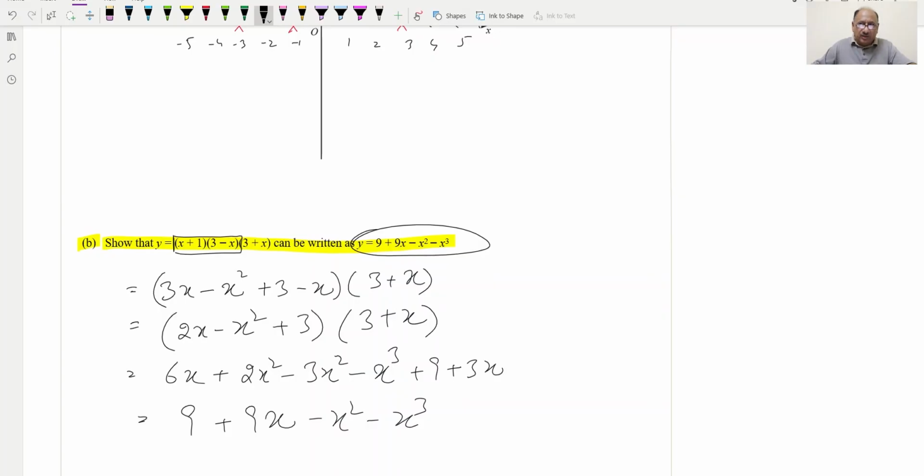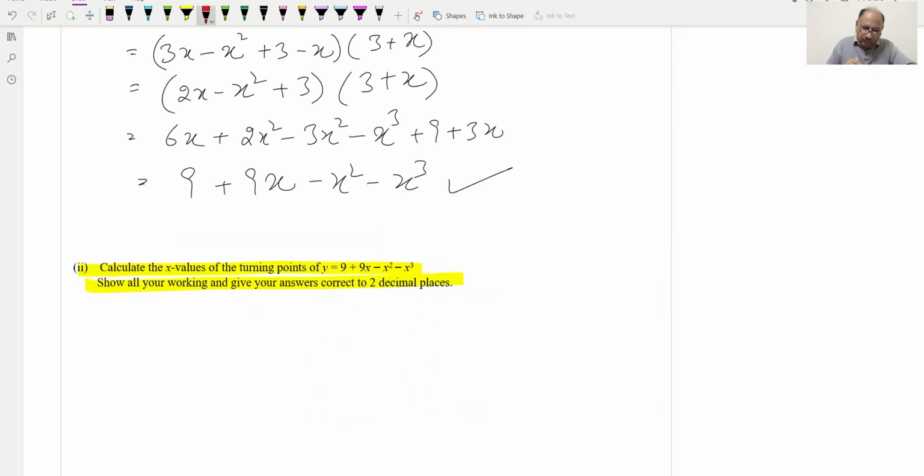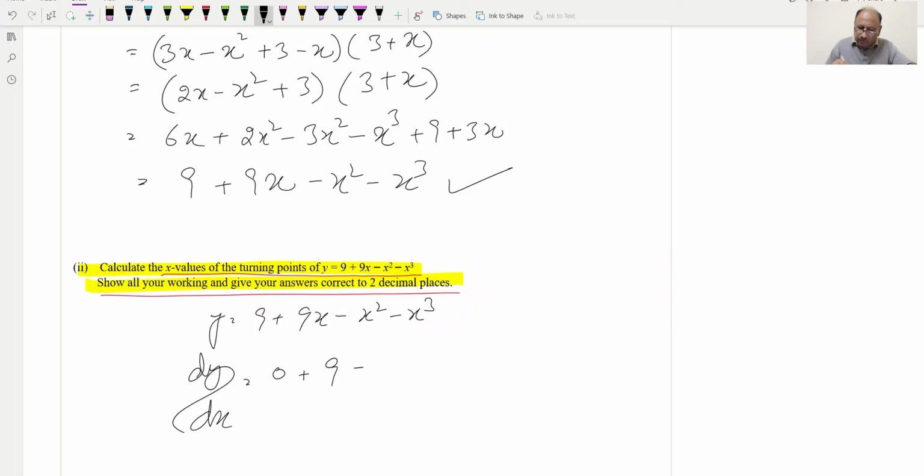Now the second part, which is saying calculate the x values of the turning points of this one and show all your working. So what we will do, this is the equation which is given, y is equal to 9 plus 9x minus x squared minus x cubed, and we know that for turning points we are finding the derivative. So the derivative of 9 will be 0, plus the derivative of 9x will be 9, and the derivative of minus x squared will be minus 2x, and the derivative of minus x cubed will be minus 3x squared.